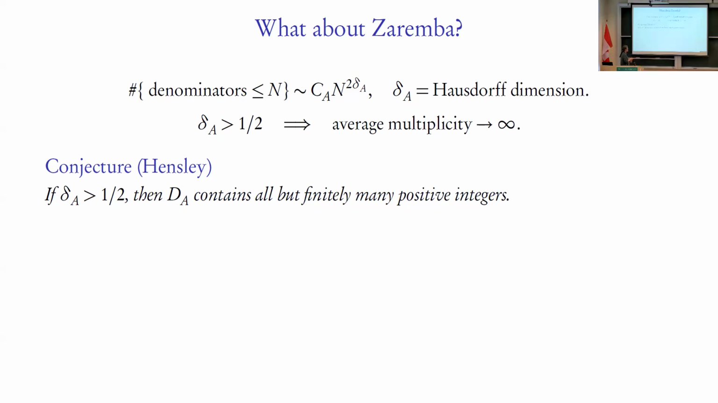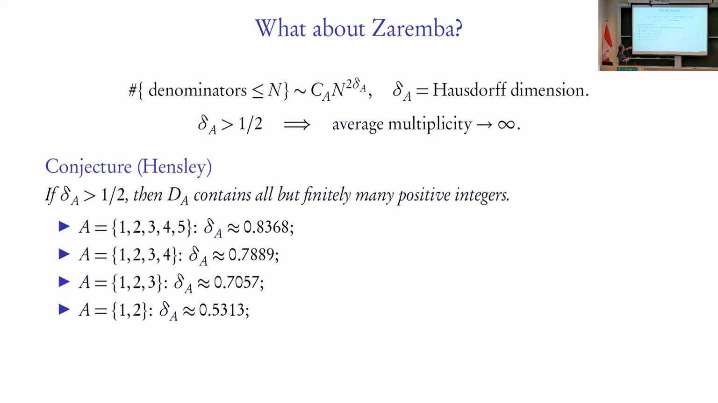And Hensley took a look at these things and showed that the growth rate, the number of things in the orbit, grows according to the Hausdorff dimension. So this is analogous to what happens in the Apollonian gasket. You've got growth according to the Hausdorff dimension, and it's 2 times the Hausdorff dimension here. So if your Hausdorff dimension is bigger than a half, then you expect the average multiplicity of your, say, denominators to go to infinity. So then Hensley made the conjecture that if you have big enough Hausdorff dimension, then the denominator set associated to your alphabet should contain all but finitely many positive integers. And this is now for any finite alphabet, this conjecture.